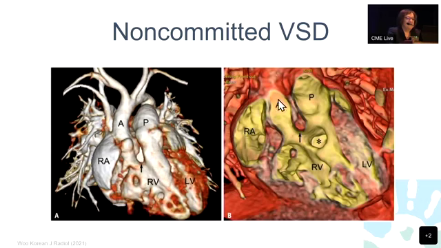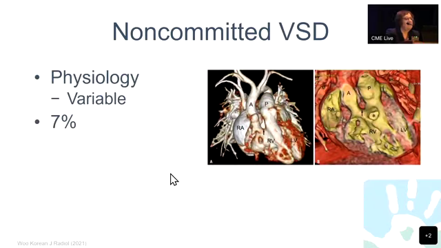We can have non-committed VSDs like we see over here. So here's the VSD. There's ventricular tissue right here, and then an aorta and a pulmonary trunk, neither of which are completely associated with the ventricular septal defect. Non-committed VSDs are the small subsets, usually sort of 5 to 10% in most cases.